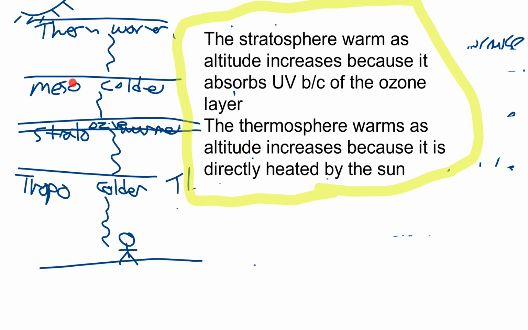The mesosphere is heated from the bottom up, so as you go up, you're getting farther and farther from that heat source in the stratosphere, so as you go up, you get colder and colder. In the thermosphere, you get warmer as you go up because the sun is directly heating the thermosphere.